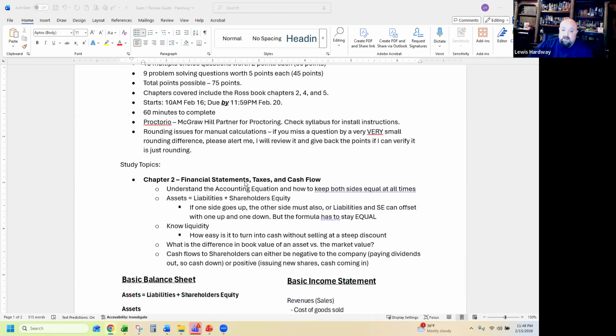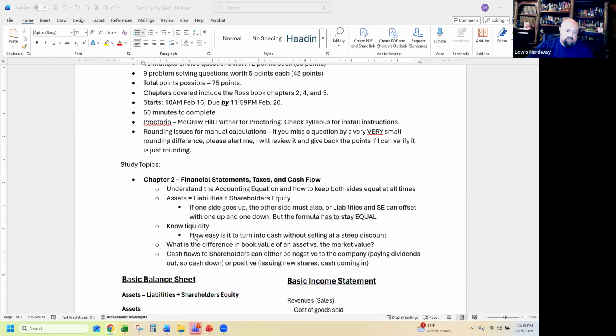Just some basic points. Understand the accounting equation and how you've got to keep it equal. That's assets equals liabilities plus shareholders' equity. If one side goes up, the other side must also, or with liabilities and shareholders' equity, one can go up and the other can go down, but that equal sign always has to hold.